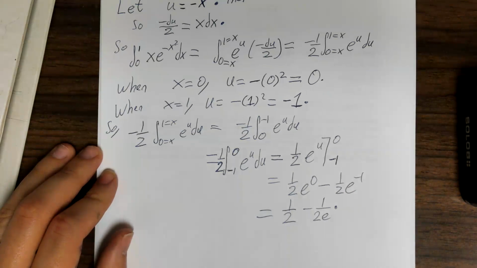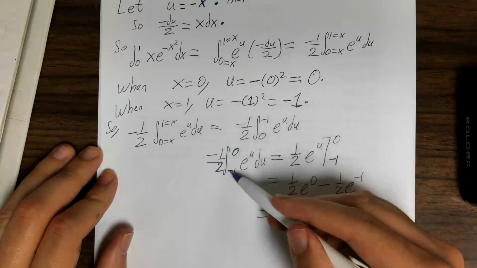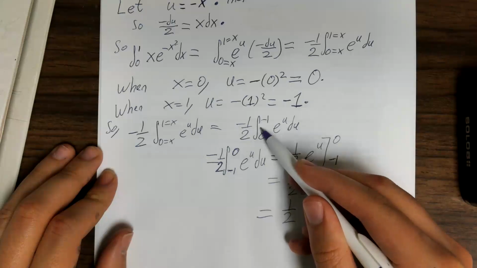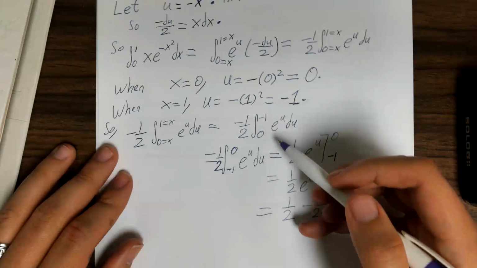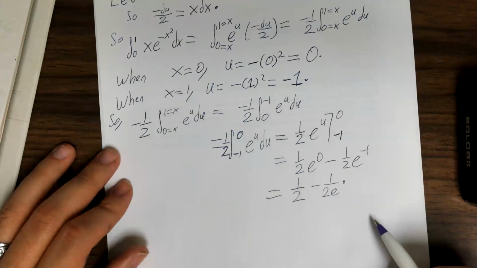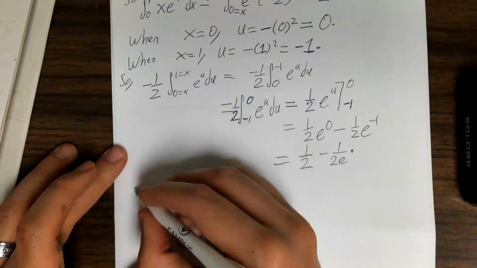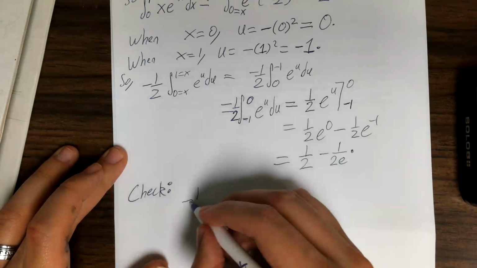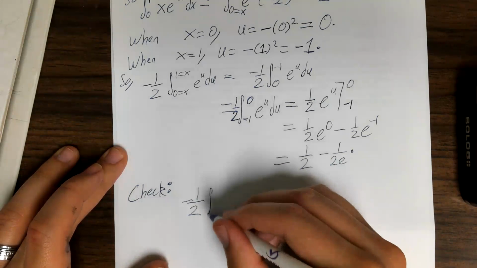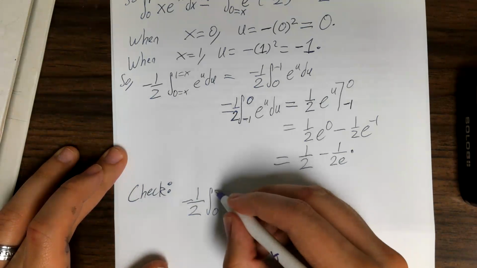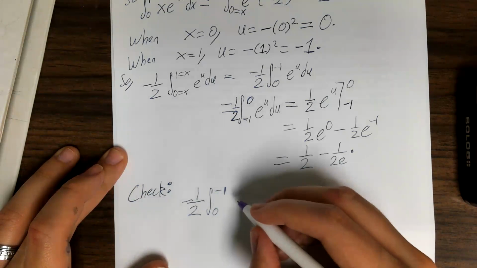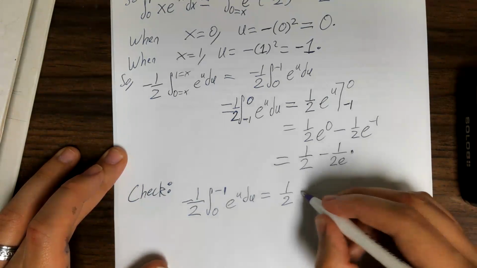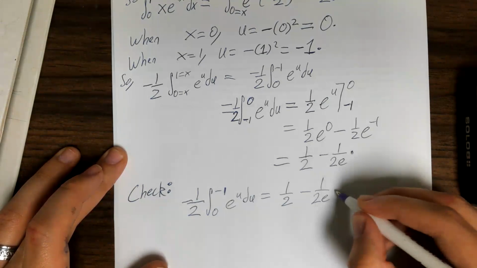Now, what I said before is that if you did not flip the order of integration and you just sort of directly evaluated, that you get the same result. So I'm going to leave it to you to check the following. Check that if I had kept the negative on the outside and just done the integration immediately, that this would still be equal to 1/2 minus 1 over 2e.